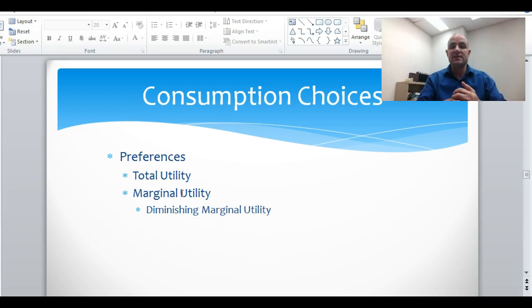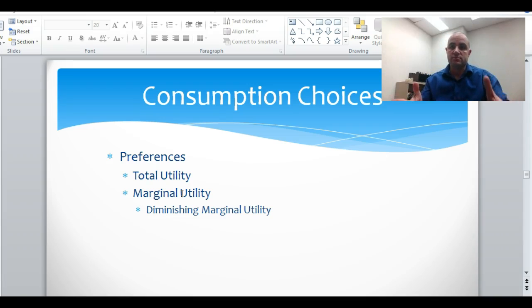Now, when we did demand, we talked about this idea of diminishing marginal benefit, which goes hand in hand with diminishing marginal utility. What that is saying is that the more you get of something, the less additional happiness you get from it. Now, I'm not saying you're getting less happiness. I'm saying you're getting less additional happiness. And so the idea, thinking in terms of food again.